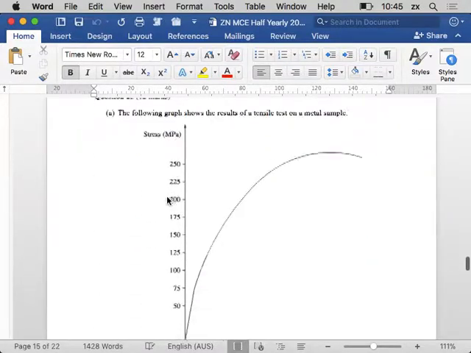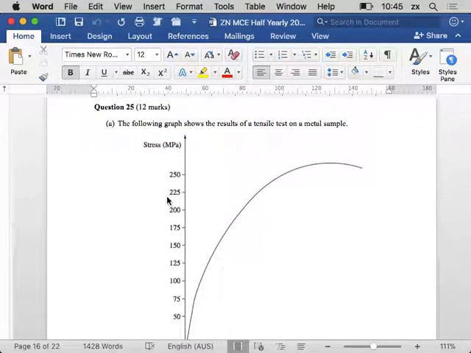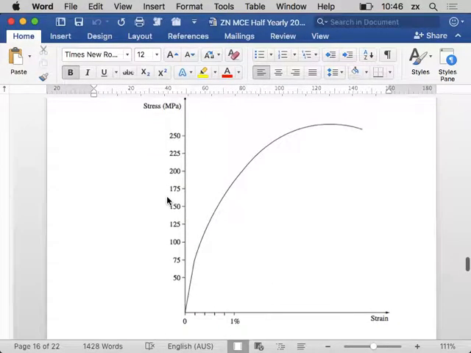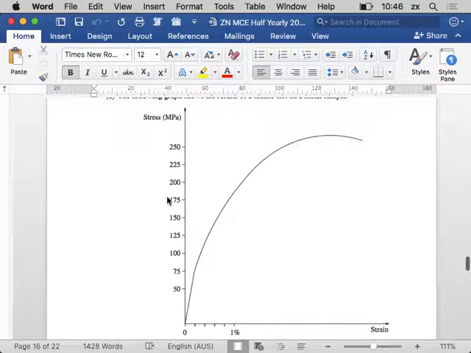Okay, moving along. Question 25. The following graph shows a tensile test on a metal sample. What kind of yield do we have, guys? Progressive. Yeah, we can't see a definite yield point, so we have progressive yield. A definite yield point was where we have the steel, where we have the little curve in there, and we can find a yield stress. In this case, we don't have that.